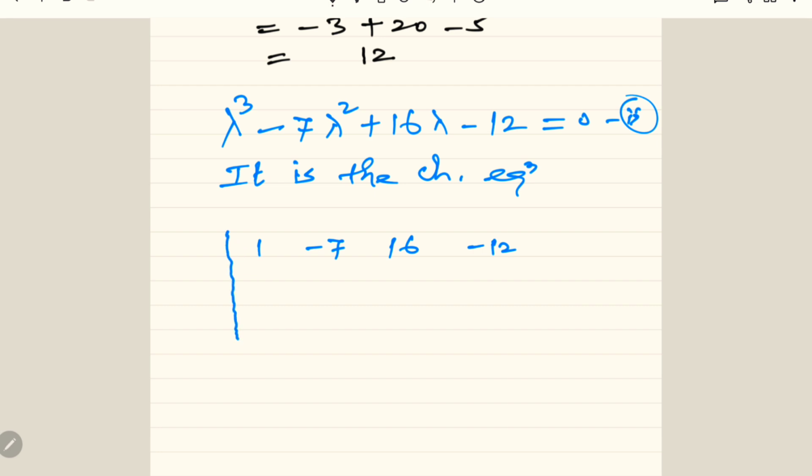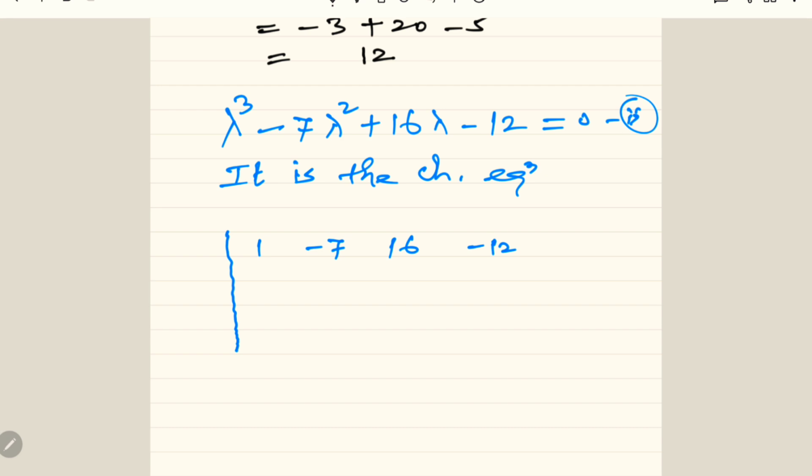And then by trial and error technique we check whether plus 1 is the root, minus 1 is the root. For plus 1, if the sum of the coefficients is 0, 1 plus 16 is 17, minus 7 we get 10, 10 minus 12 we get minus 2. The sum is not 0, means 1 is not the root. Then alternate sum of the even and sum of the odd: 1 plus 16 is 17 and minus 7 and minus 12, again not equal. Means here 1 and minus 1 are not the roots.